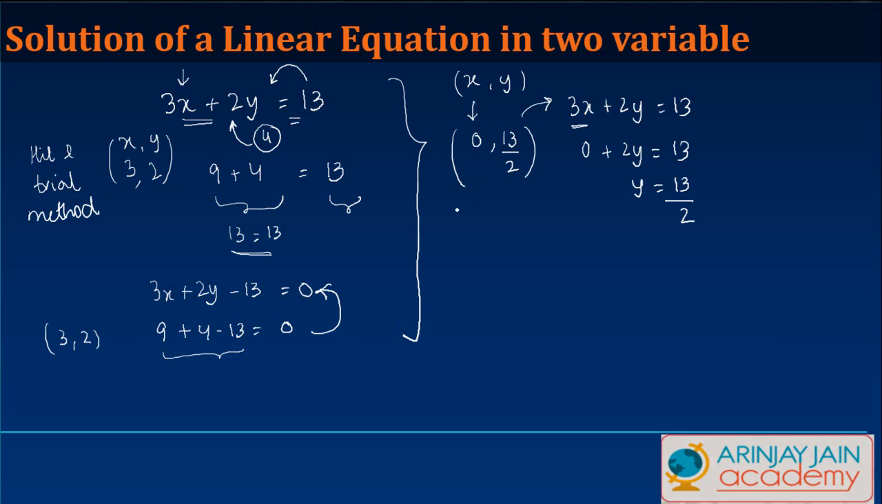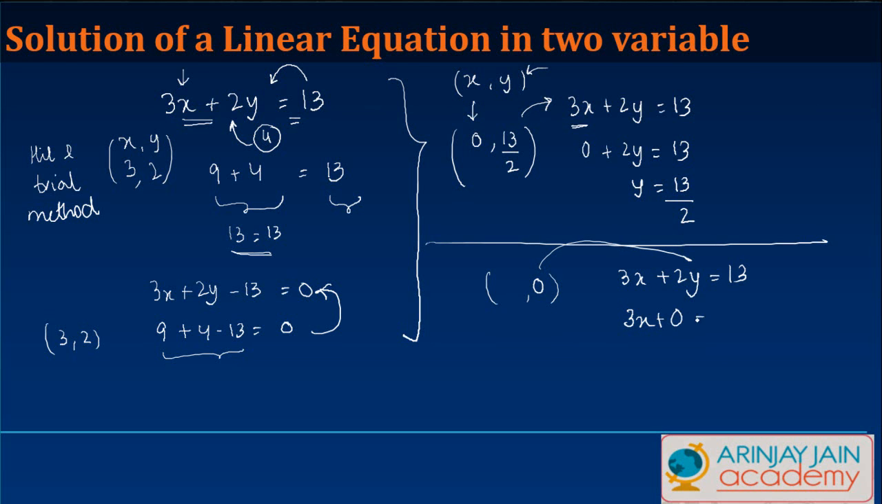So even 0 and 13 upon 2 is a solution of the linear equation 3x + 2y = 13. Just like I've put in x equal to 0, if I have to find another solution, I can put y equal to 0. When y is equal to 0, what do I get? 3x + 2y = 13, with y equal to 0, which means this becomes 3x = 13, or x is equal to 13 upon 3. So this is another solution of this equation. If you noticed, I found the solutions of a linear equation in two variables by equating either of these two variables to 0 and finding the value of the other.